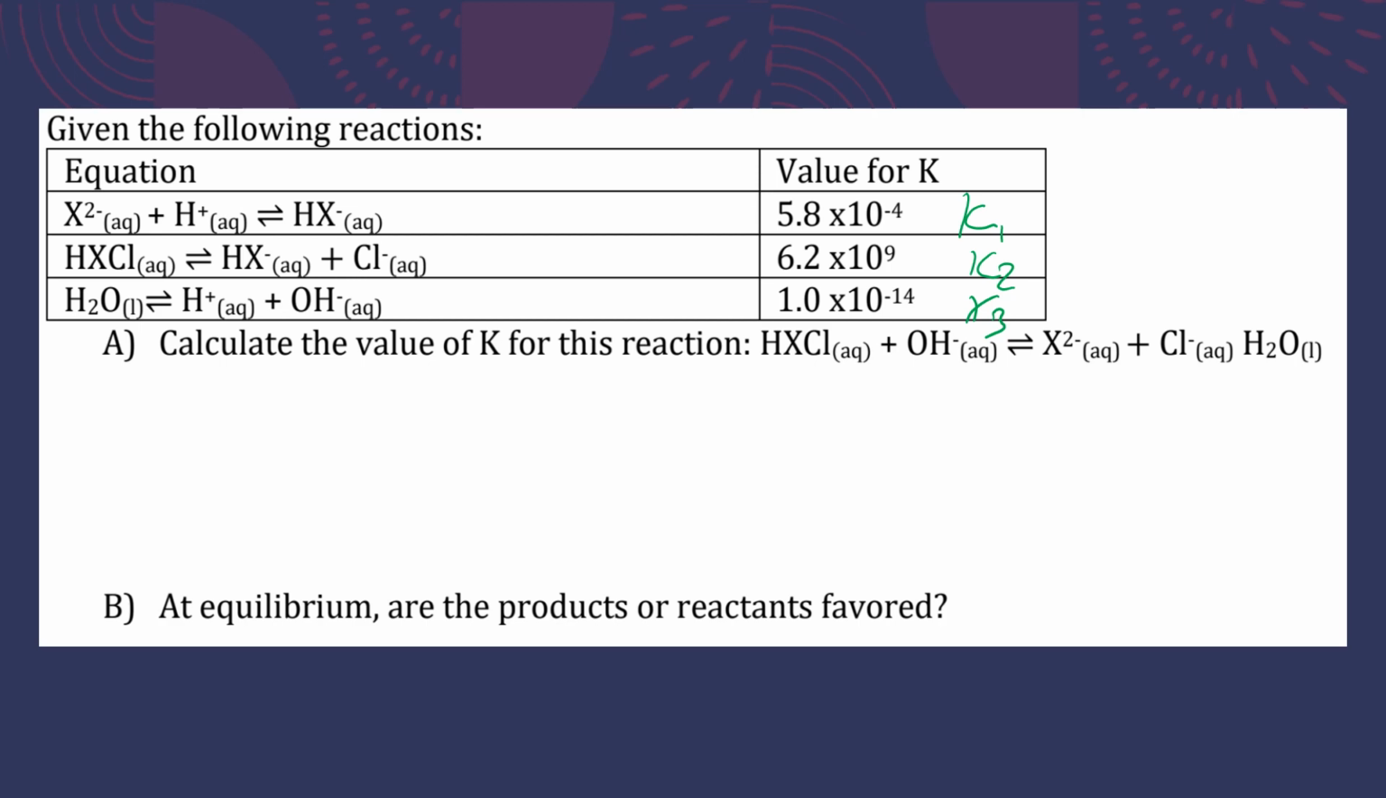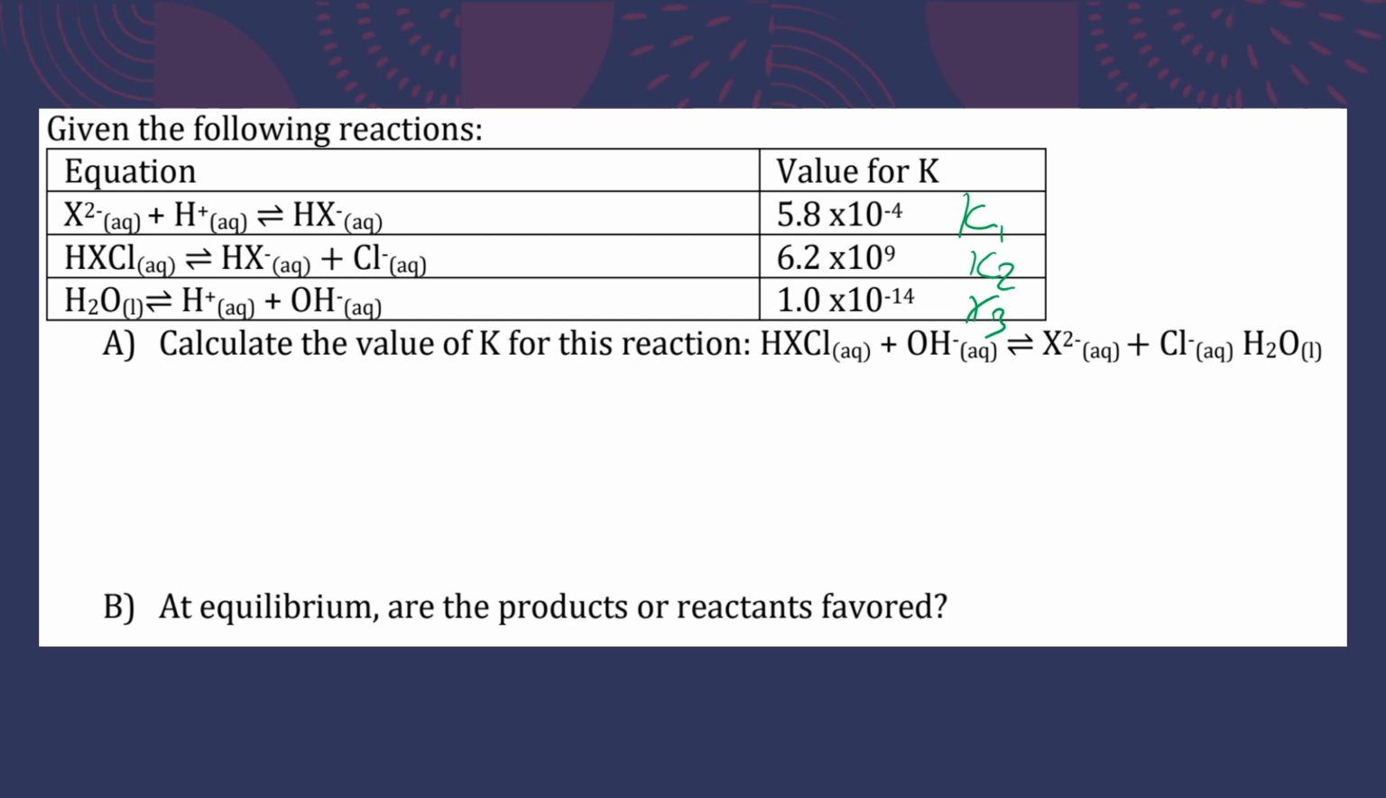We have X2 aqueous plus H+ makes HX-. HXCl decomposes to HX- plus Cl-. Then water is hydrolyzing into hydrogen and hydroxide ions, back and forth, of course. So it looks like we got a couple of things we need to do for this. Let's just say we got our work cut out.